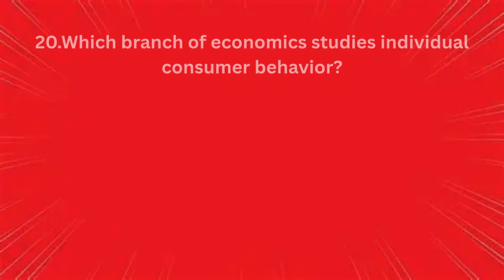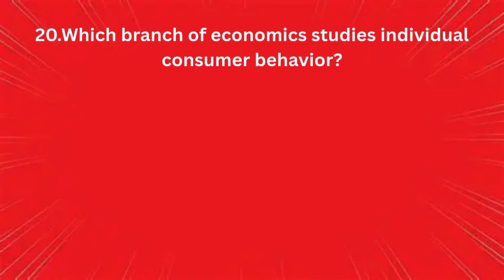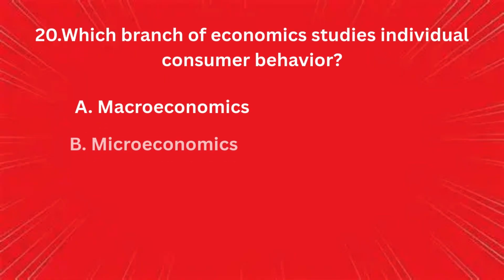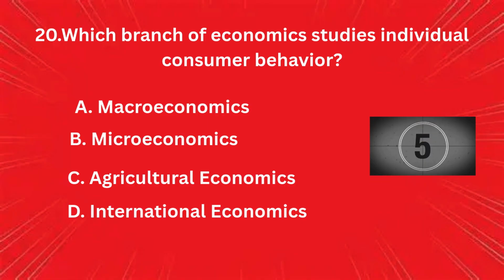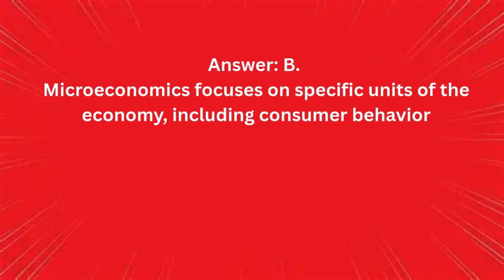20. Which branch of economics studies individual consumer behavior? A. Macroeconomics. B. Microeconomics. C. Agricultural economics. D. International economics. Answer. B. Microeconomics focuses on specific units of the economy, including consumer behavior.